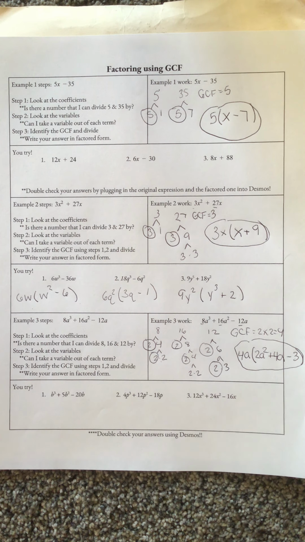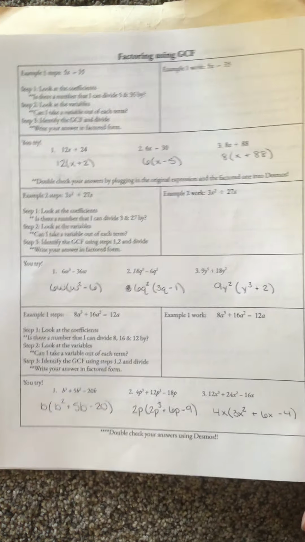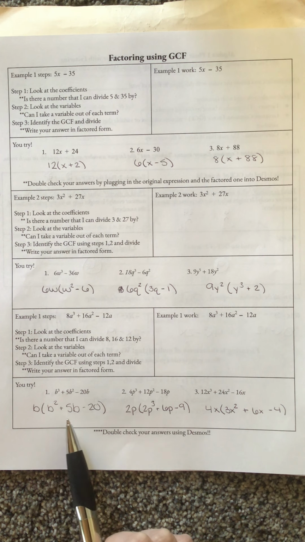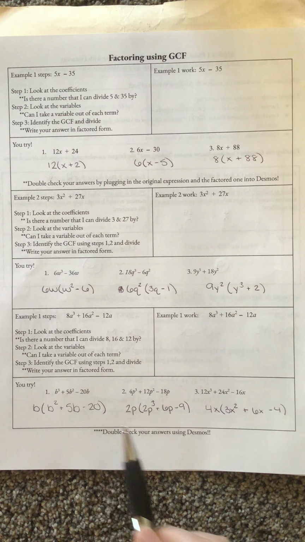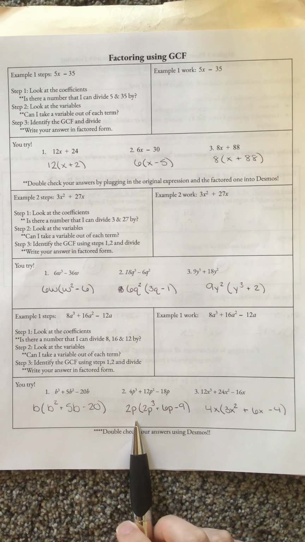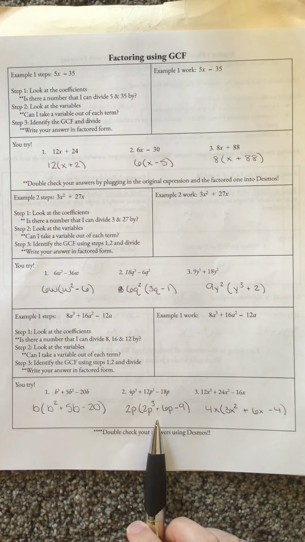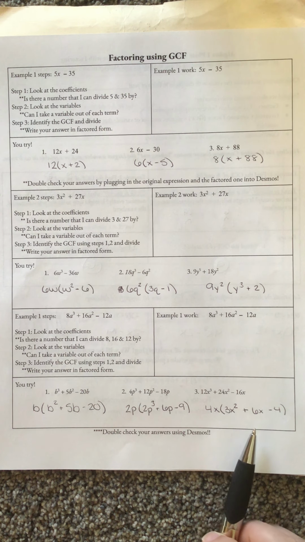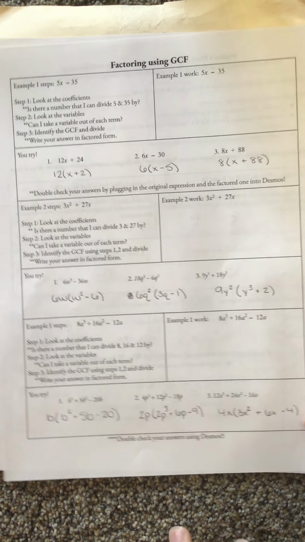All right, example 1, you should have gotten these answers. Pull out a b, and then you have b squared plus 5b minus 20. Example number 2, you pull out a 2p, and you have 2p cubed plus 6p minus 9. In example 3, you pull out 4x, and you have 3x squared plus 6x minus 4.